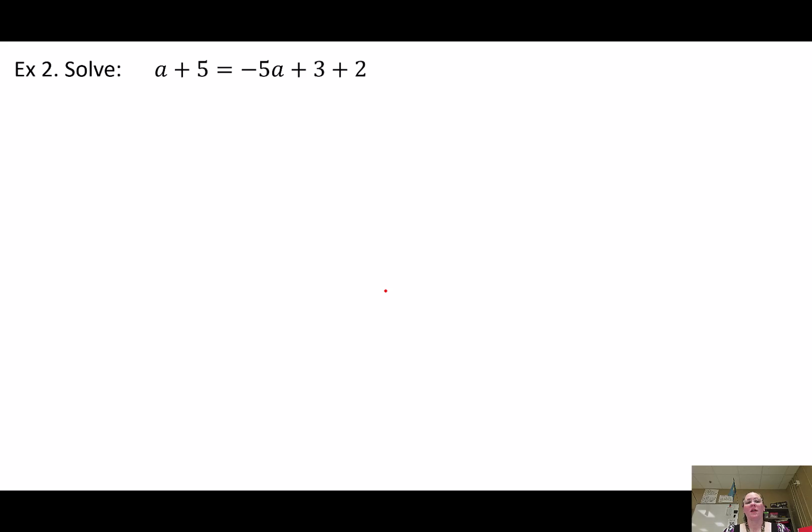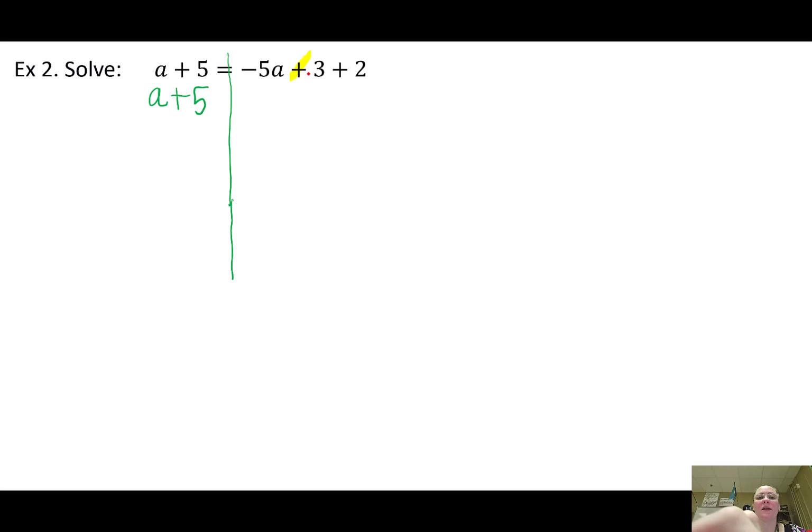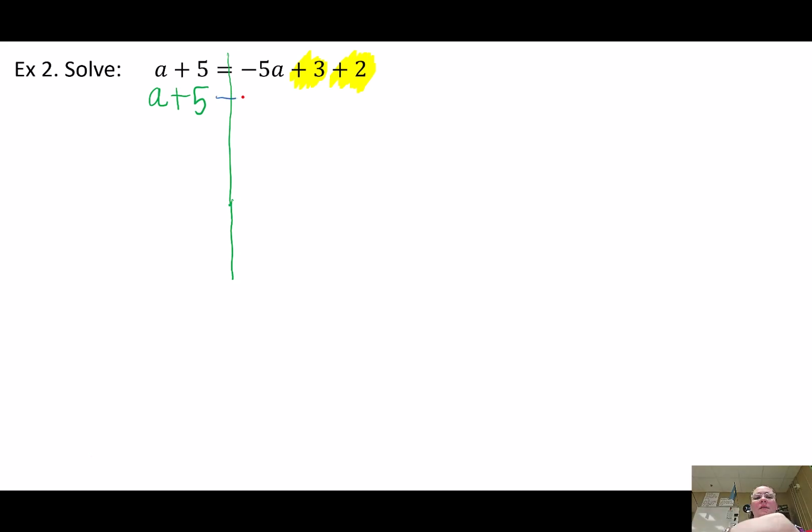All right, let's look at the next one. I've got a plus 5 equals negative 5a plus 3 plus 2. All right, so let's start here. Noticing on the left side, I really have nothing to simplify, so it's just going to stay a plus 5. But if we look at the right side, I've got a positive 3 and a positive 2 that are like terms. So I get negative 5a coming down because it doesn't have a like term. Well, 3 plus 2 is 5. Okay, so we've got negative 5a plus 5 there.